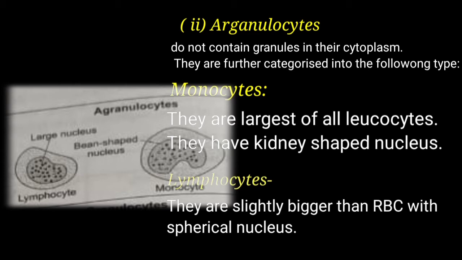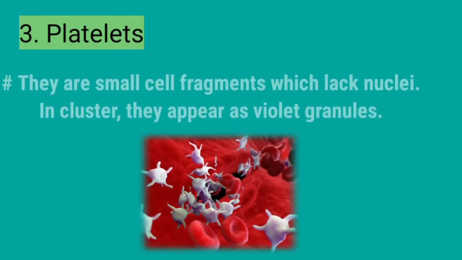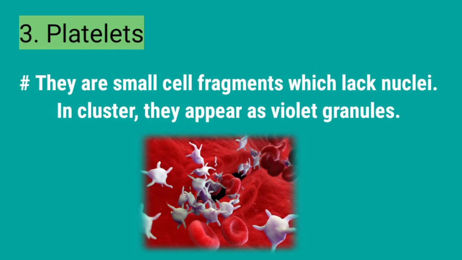Now the last type of blood cells are the platelets. Platelets are small cell fragments and they lack nuclei, and they always appear in clusters, and they have violet granules.